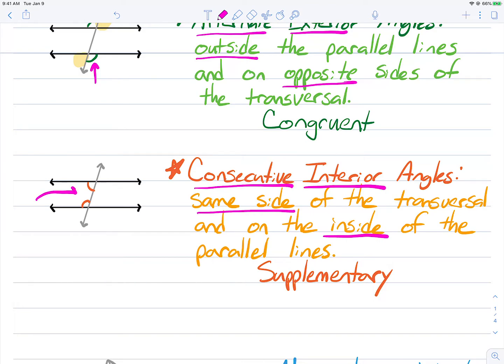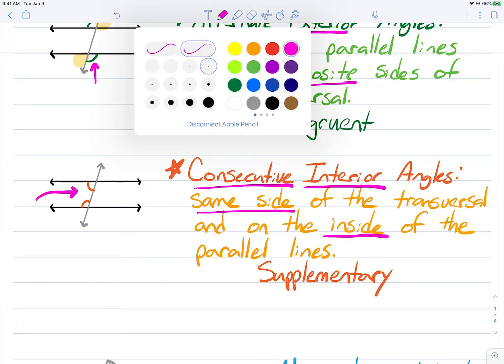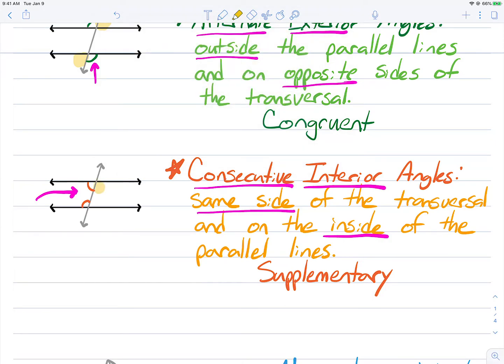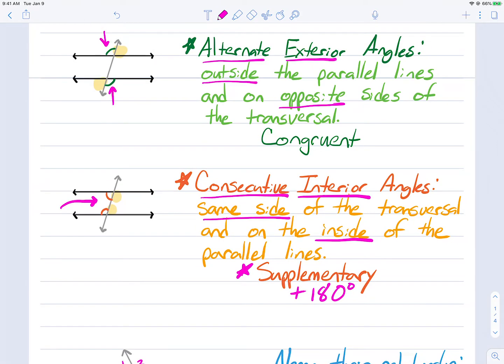So you can see that these two right here are both inside the parallel lines and they're both on the left side of the transversal. So the other pair would be on the right side of the transversal on the inside. Now these are not congruent, they are supplementary, which means they add up to 180 degrees. So be very careful. These are the only ones that are not congruent.